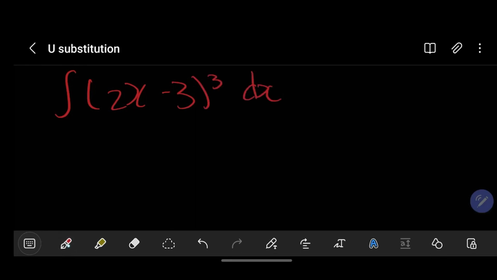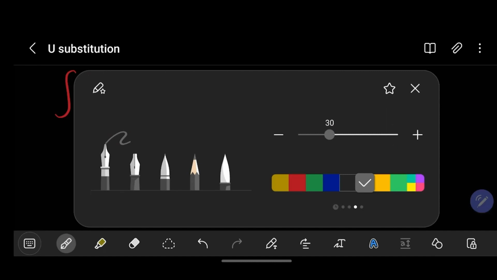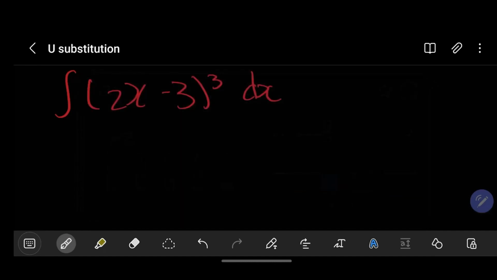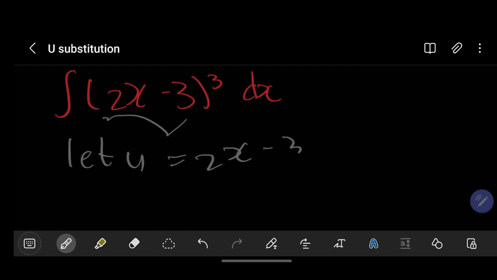Okay, so let's get into the first example. Let's say we want to find the integral of 2x minus 3, all cubed, dx. And now let's say we want to use U-substitution to resolve this. So what is the first step? We need to figure out what we want to make U. So let's say we choose to make U 2x minus 3. So let U equal 2x minus 3.